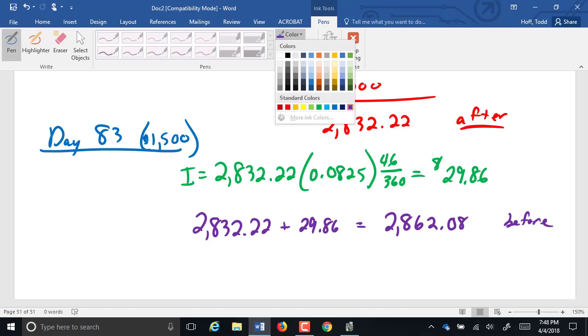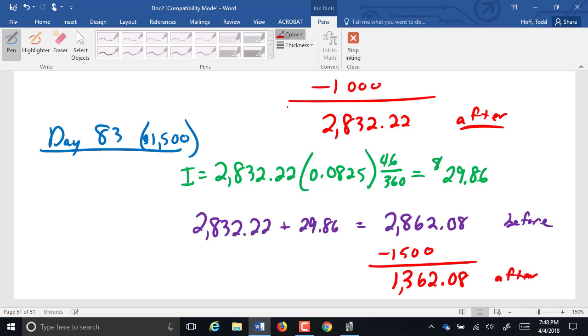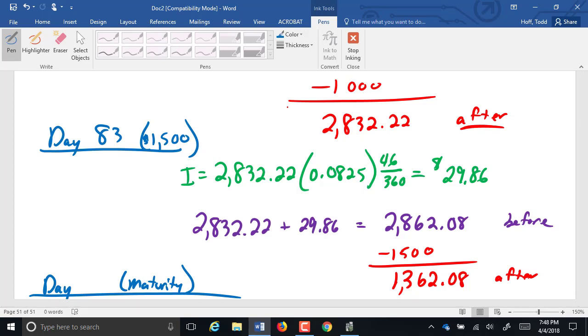We'll subtract the 1,500 payment. $1,362.08 is the balance after the payment. How many of you are with me so far? So you're a couple bucks off of the first one. But as long as you're staying consistently off by that amount, you know you did the rest of it right. You just had a mistake right away.